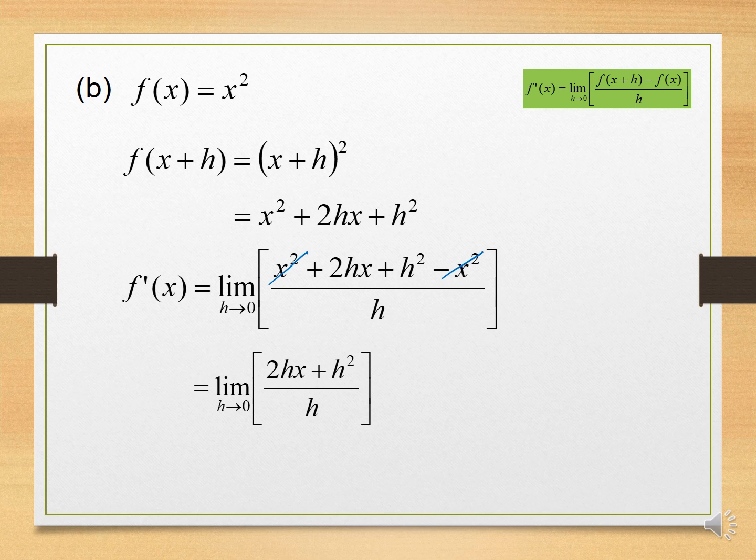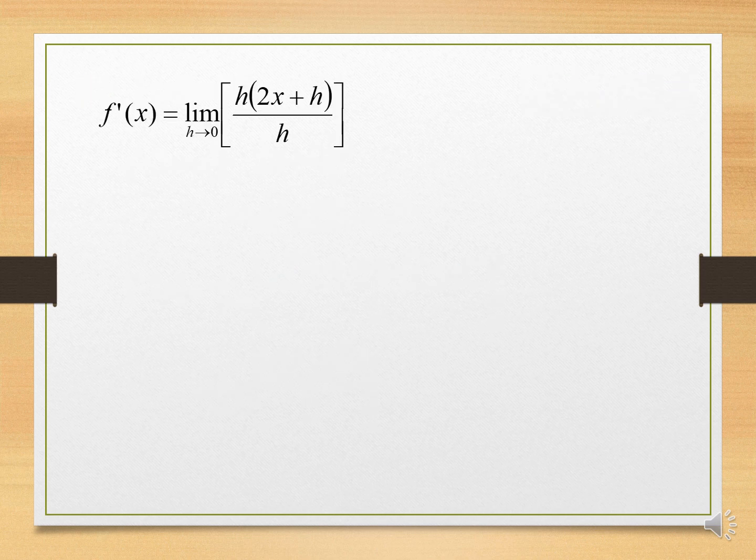Okay, next we're going to factorize the h up there. Both of them can take out h, where you will get h(2x + h) over h. With that, we can finally cancel out the h both up and down, where you will remain with the limit of 2x + h as h approaches 0. By substituting h as 0, you will get 2x + 0.